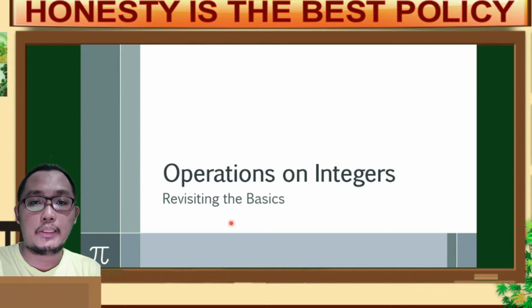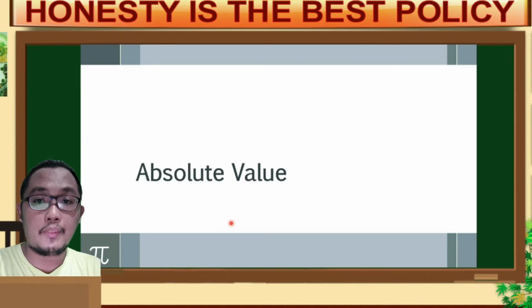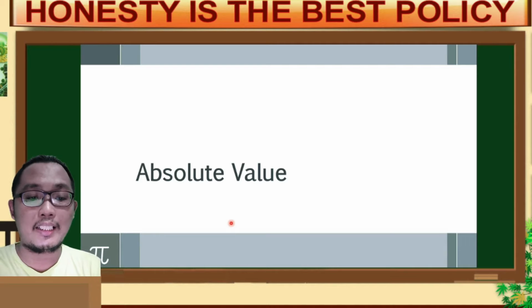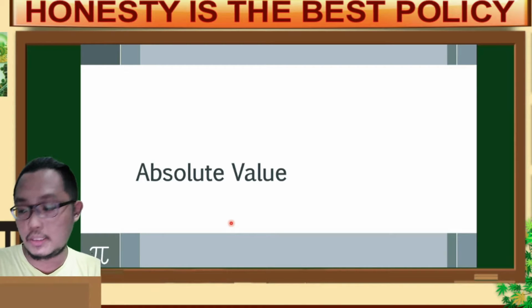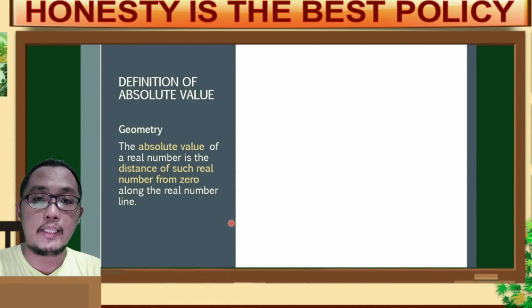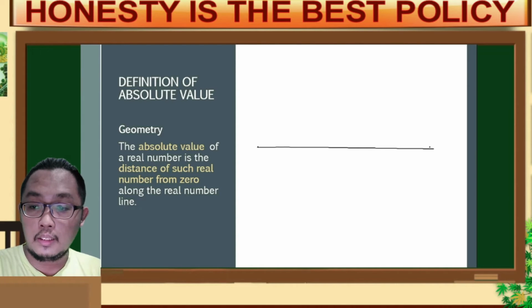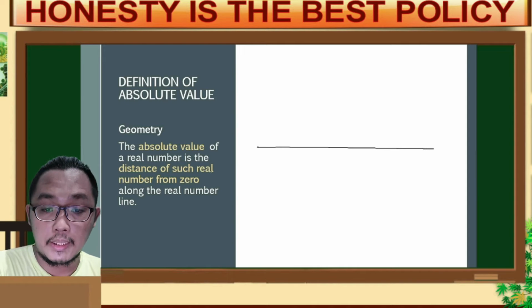Operations on integers. Before we start with the operations, let us have the absolute value first. And here is the definition of the absolute value. In geometry, the absolute value of a real number is the distance of such real number from zero along the real number line. Let us have this number line here.